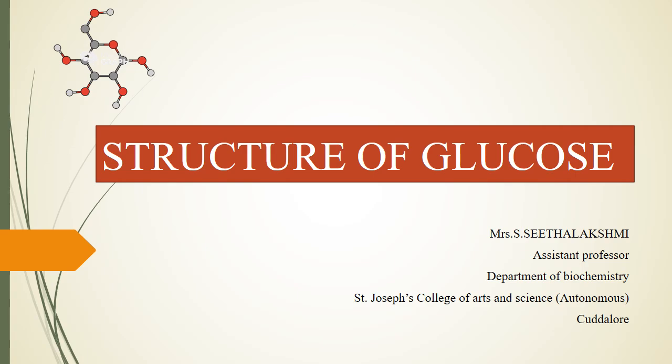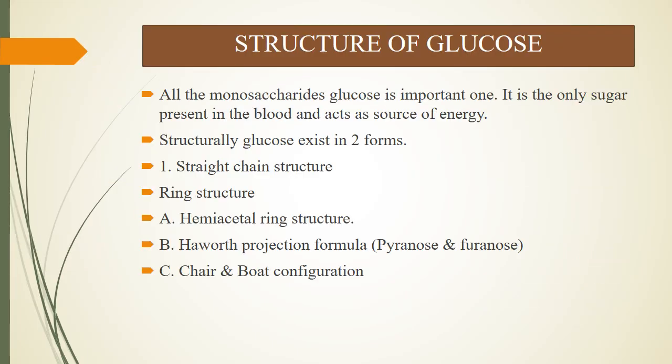Dear students, in this video we are going to discuss the structure of glucose. Glucose is a monosaccharide. It is one example of a monosaccharide, and it is also present in blood. It acts as a source of energy. Structurally, glucose exists in two forms. One is the straight chain structure, another one is the ring structure.